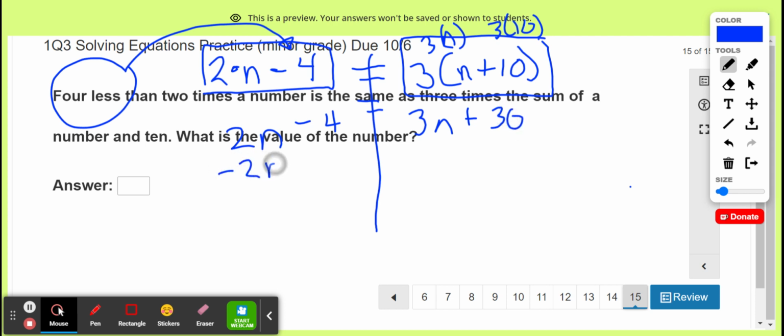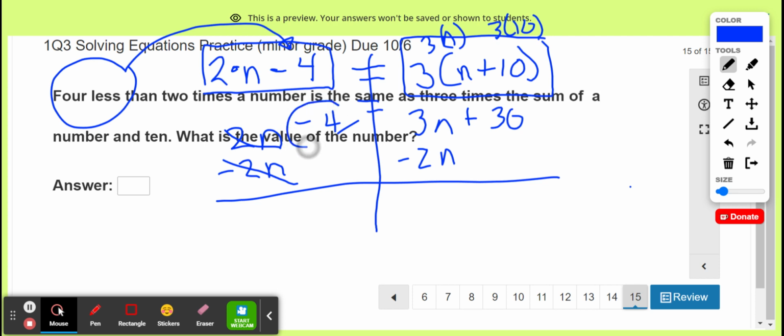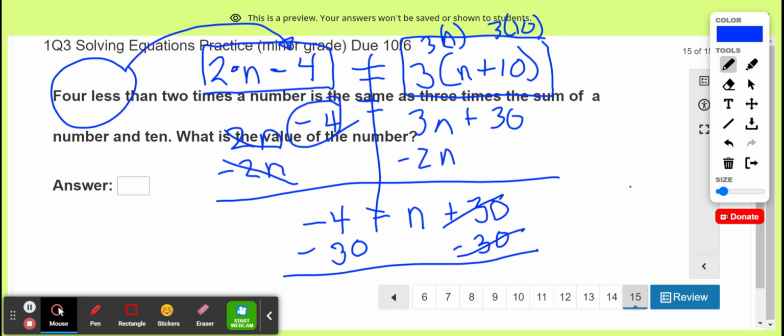So we can look to the side where we have less variables of n, which is the left side. So take away 2 n's and do that equally on both sides. And we're left with negative 4, which is equal to n plus 30. We're going to subtract 30 from each side for the solve. So that cancels, and that will equal n.